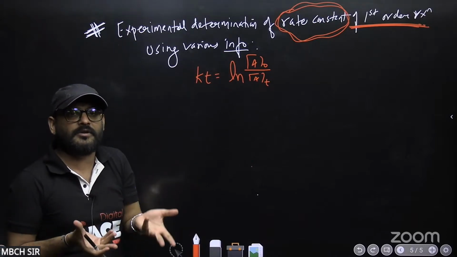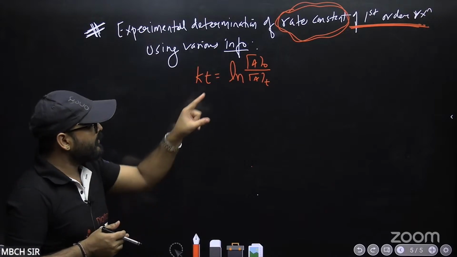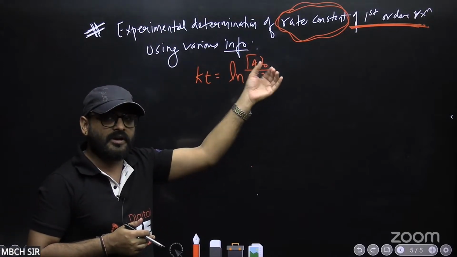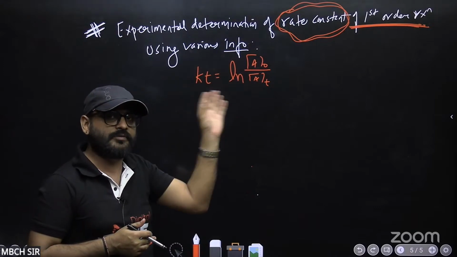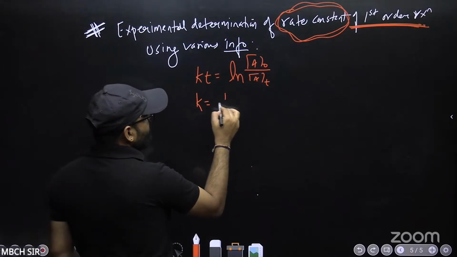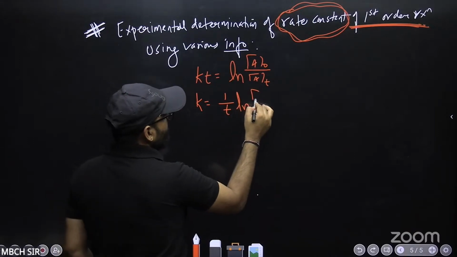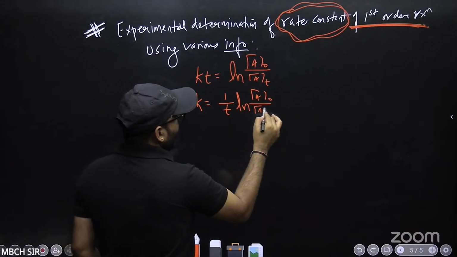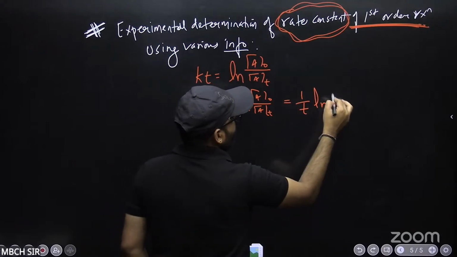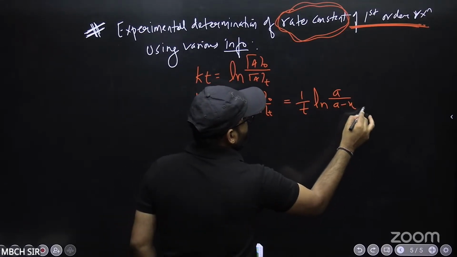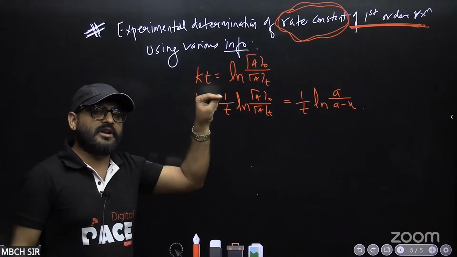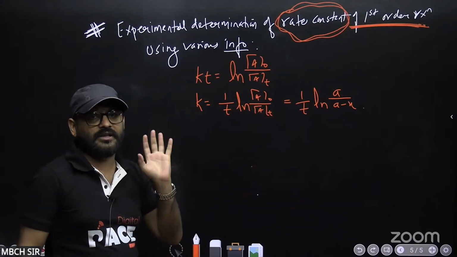Otherwise, this question would be so simple. Some other information will be given, and we have to relate it with a naught and a_t and find k. So k equals 1 upon t ln a naught upon a_t, and we know this is equal to ln a upon a minus x. In some way, we have to relate the given information with a and a minus x, and find the answer.